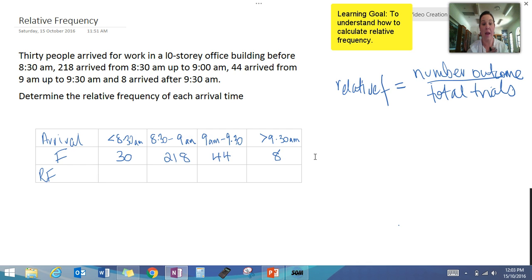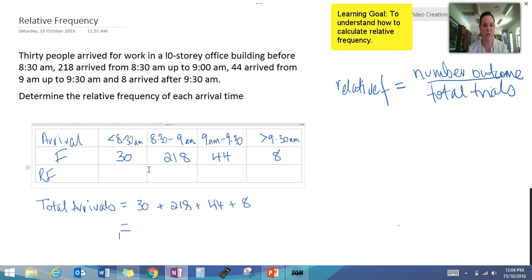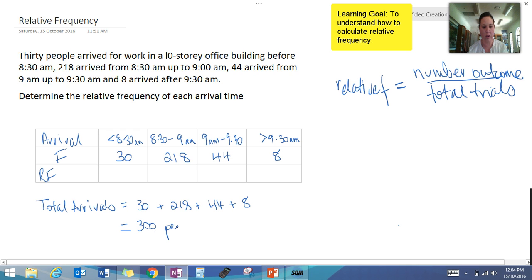We do that by simply adding, or finding the sum of, all of those frequencies that we had there, which would give you this equation. So I've got 30 plus 218 plus 44 plus 8, and once I put that in my calculator, that would give me a total of 300 people arriving to work.